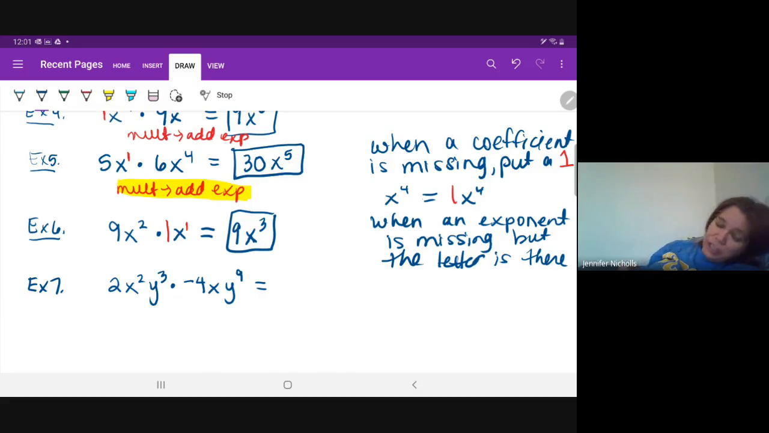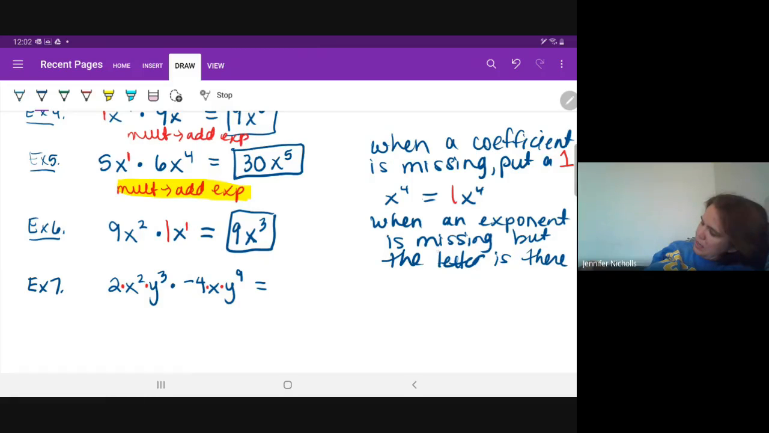Let me show you how I look at all of these. Watch where my red dots go. I look at this as a 2 and then an x squared, and then a y cubed, and then a -4, and then an x, and then a y to the 9th. So my letters are the ones that need exponents. So one of my letters is missing the exponent. So actually, we should write that over here on the right.